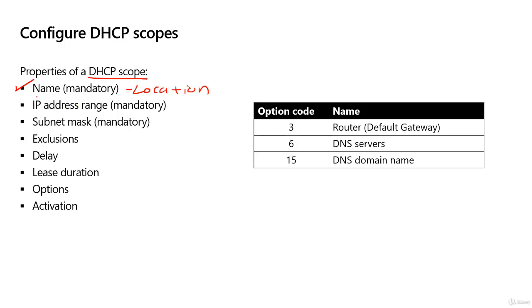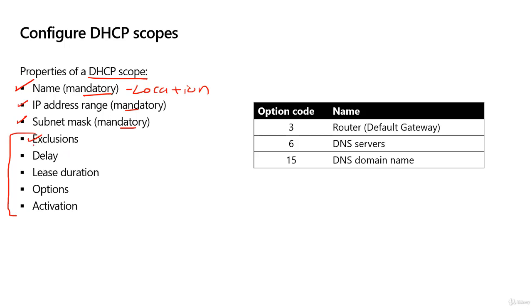So usually something user-friendly. The range of IP addresses. I'm going to define the start address and the end address, and all the addresses in between those will be issued out to our clients. We also have to define a subnet mask. Now, these three all say mandatory because you have to fill those in yourself. Everything else has default values, so you have to go through these others here, but they will default.